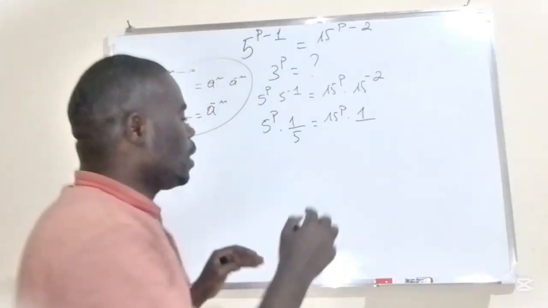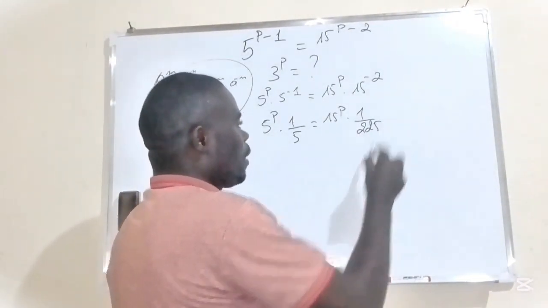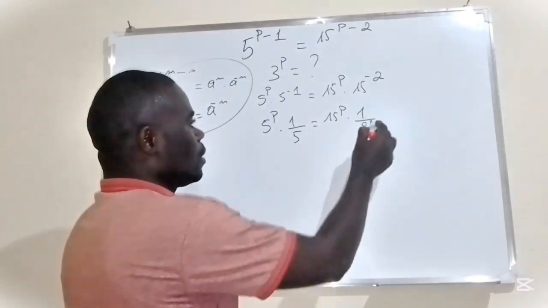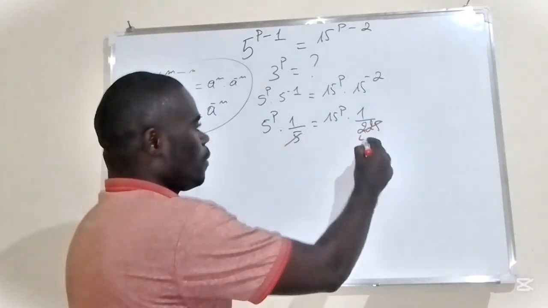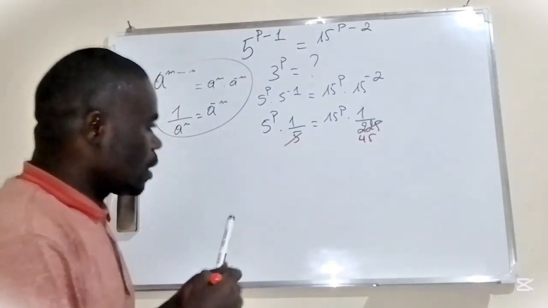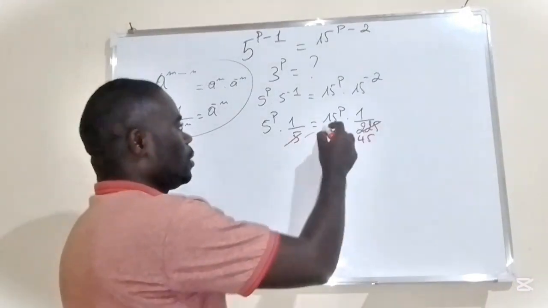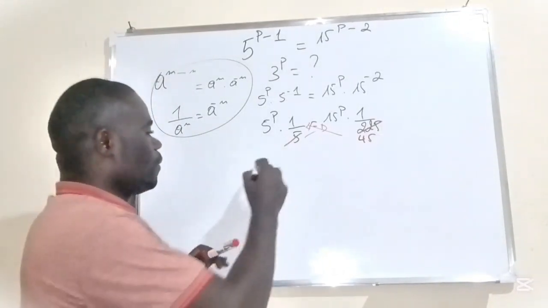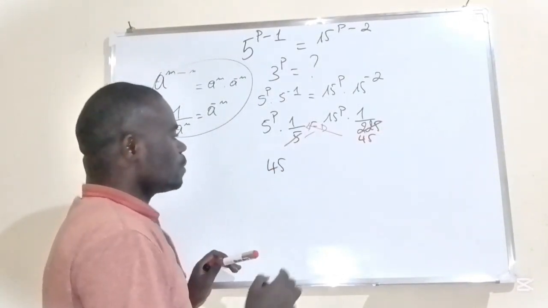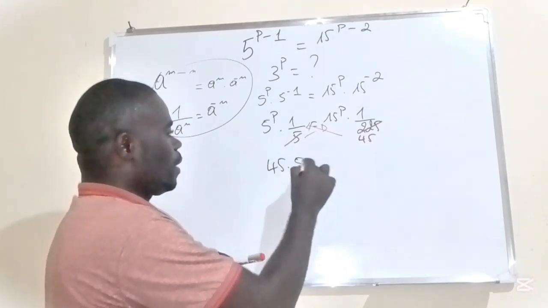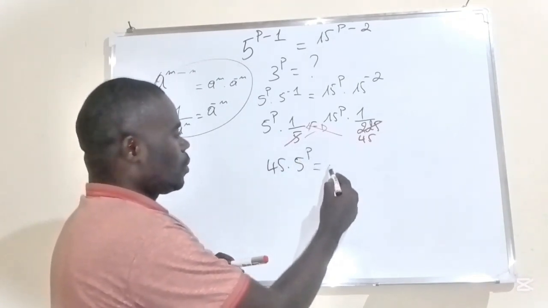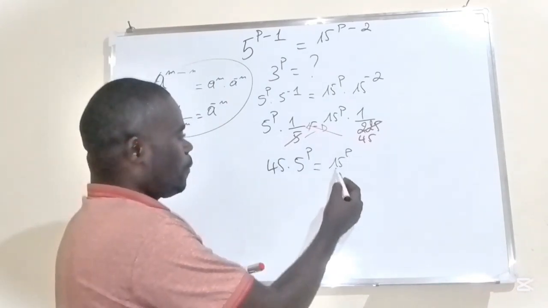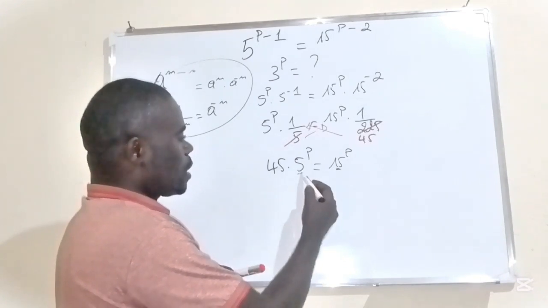15 square. 15 square is 225. And here we can simplify these denominators, this one and this one, then here we remain with 45. Then here we can do a cross product. When we do a cross product, we will have 45, which is this, times 5 power p, which is equal to 15 power p. We need to find the factor which can be equal to this.